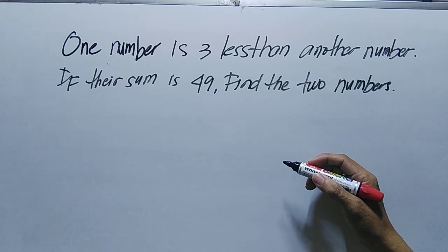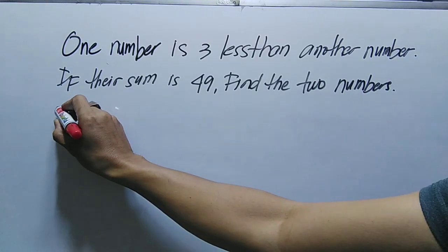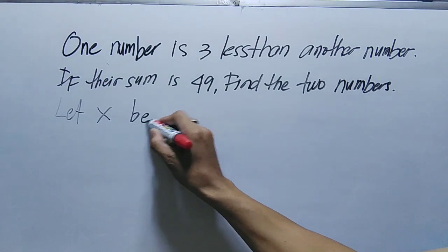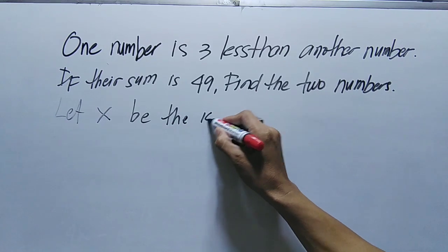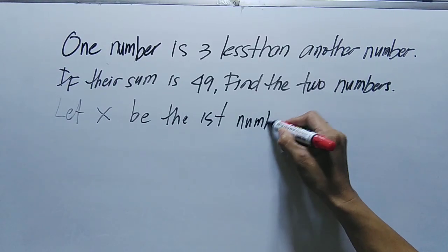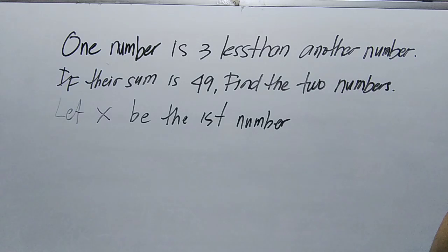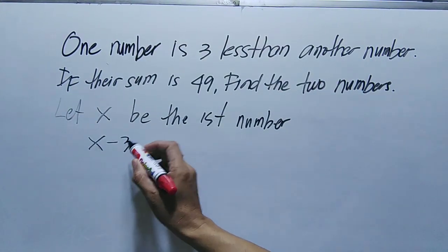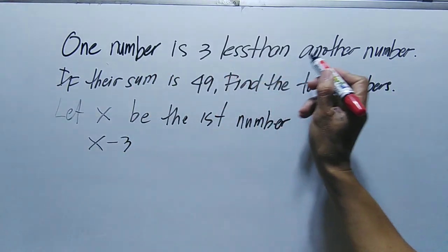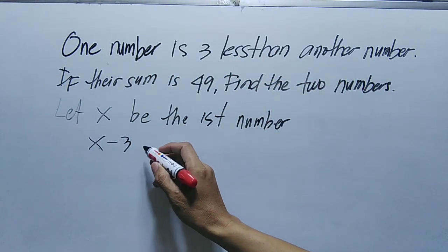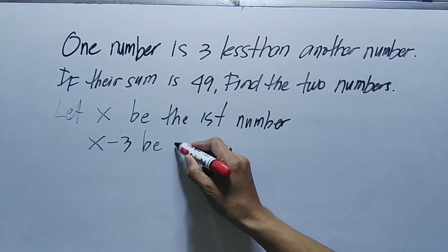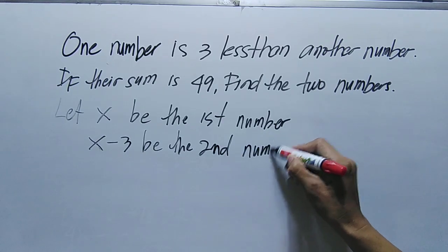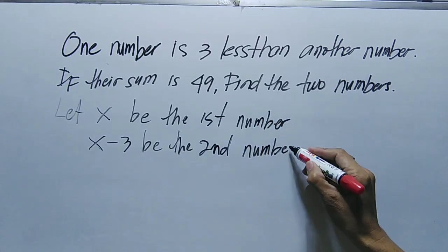So, ang gagawin natin dito, first, we have to let x be the first number. Okay, hanapin natin yung dalawang number. Then, another one, x minus 3, kasi one number is 3 less than the other number. So, x minus 3 be the second number. Okay? So, we will find the two numbers.